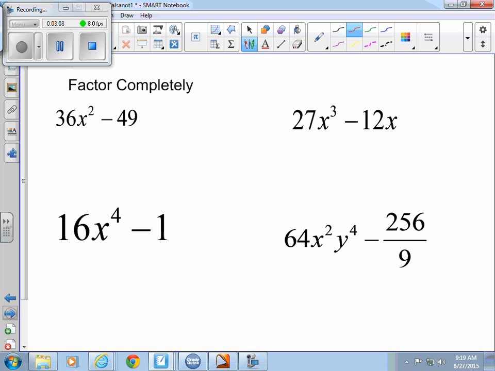So let's do 17. Is 36 a perfect square? Was it on the list yesterday? Is 49 a perfect square? Was it on the list yesterday? So can I factor this? You just take the square roots of the perfect squares.